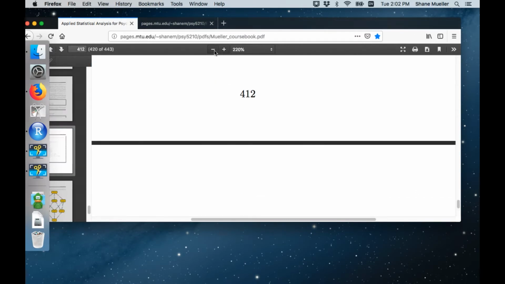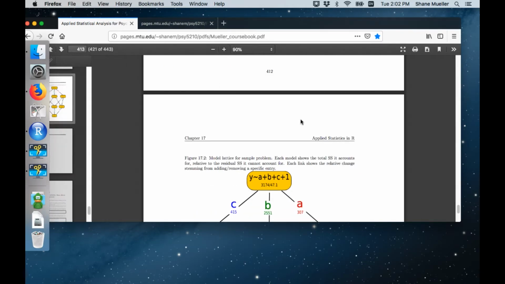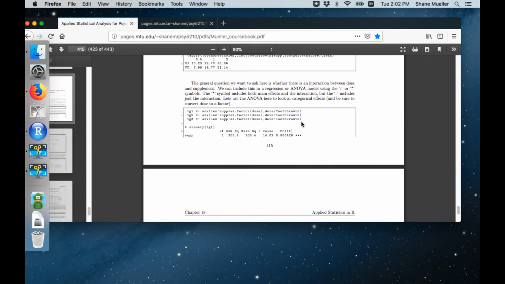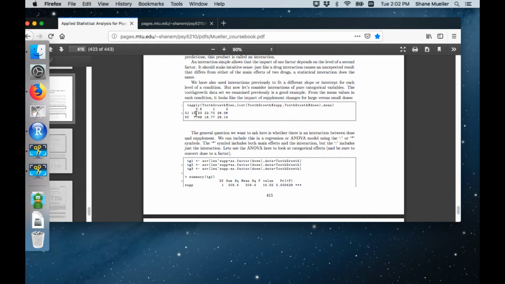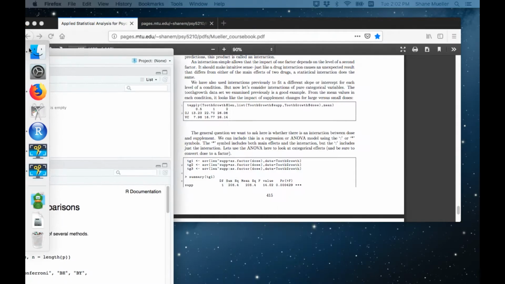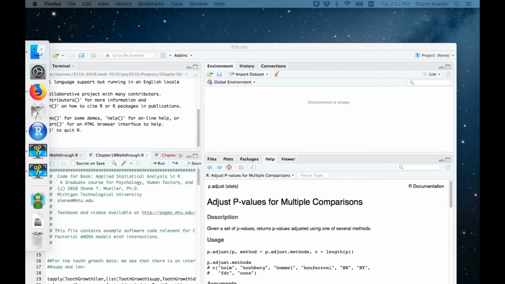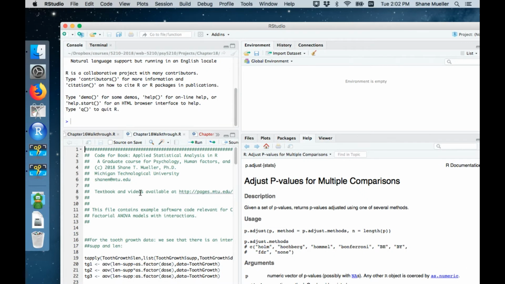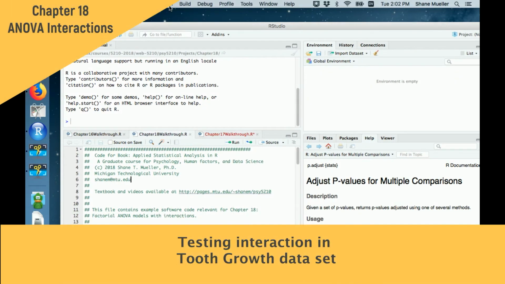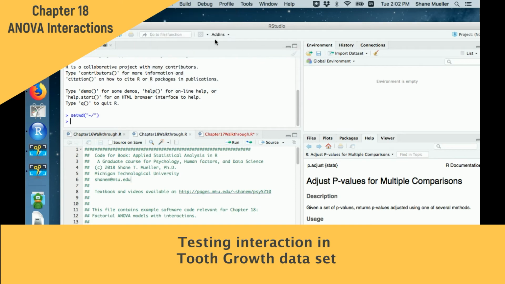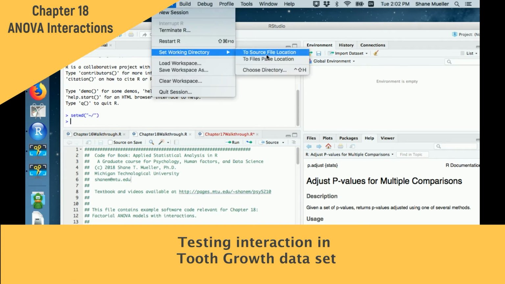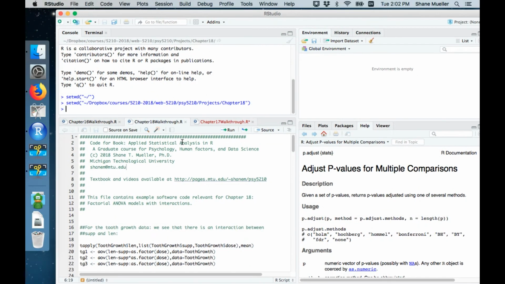Okay, so zoom back out. And here's just the same data we saw before. I'll bring the R code here. And I've opened up the walkthrough code for Chapter 18. Let me set the session. Okay, there we go.